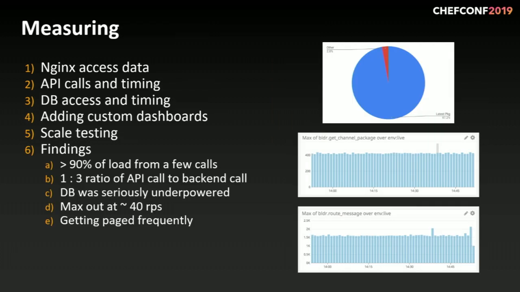So after we went GA, we started looking deeply into what was happening in the system. Starting with Nginx access data and starting to instrument the API calls and the timing for them. Same thing with the database access and the timing. And then we started adding some custom dashboards. You can see some examples on the side. And we did some scale testing then. And so the findings were pretty interesting.